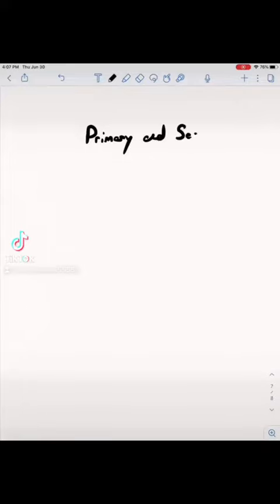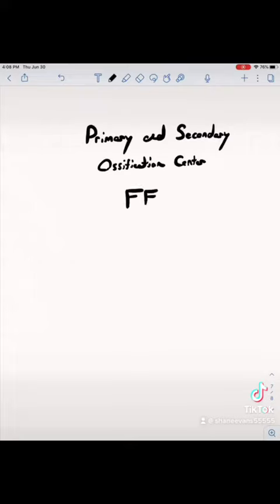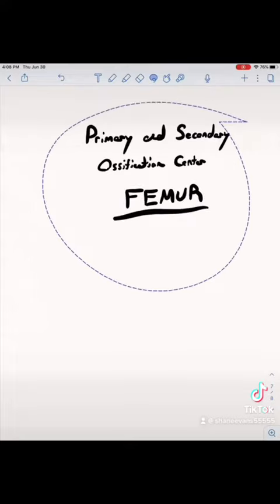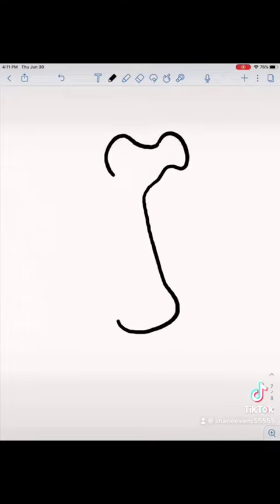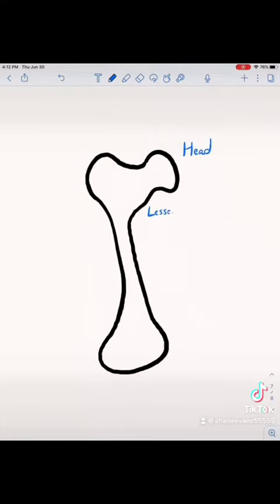In this video, we're going to be going over the primary and secondary ossification center for the femur. So first we're going to draw the femur, and we're going to draw the main locations that are highly tested on the board. That's going to be the head, the lesser trochanter, the greater trochanter, and finally the distal end.